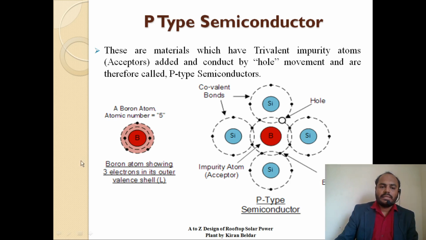Let's directly see a figure. The figure shows an element called boron. The boron atom shows 3 electrons in its outer valence band. As we know, the outer band is a valence band.